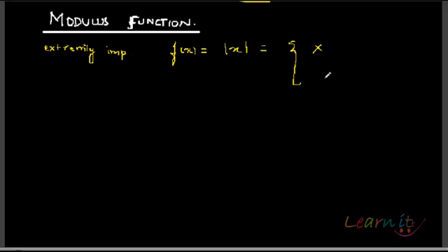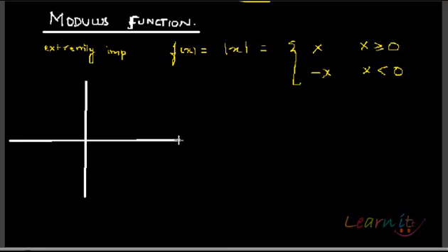So mod x is a function which looks like this: it equals x when x is greater than or equal to 0, and it is equal to minus x when x is less than 0. So when x is less than 0, x is negative, and minus of a negative number will give you a positive value. That means the functional value at every x will turn out to be positive. Okay, so let's graph it and see what exactly it looks like.